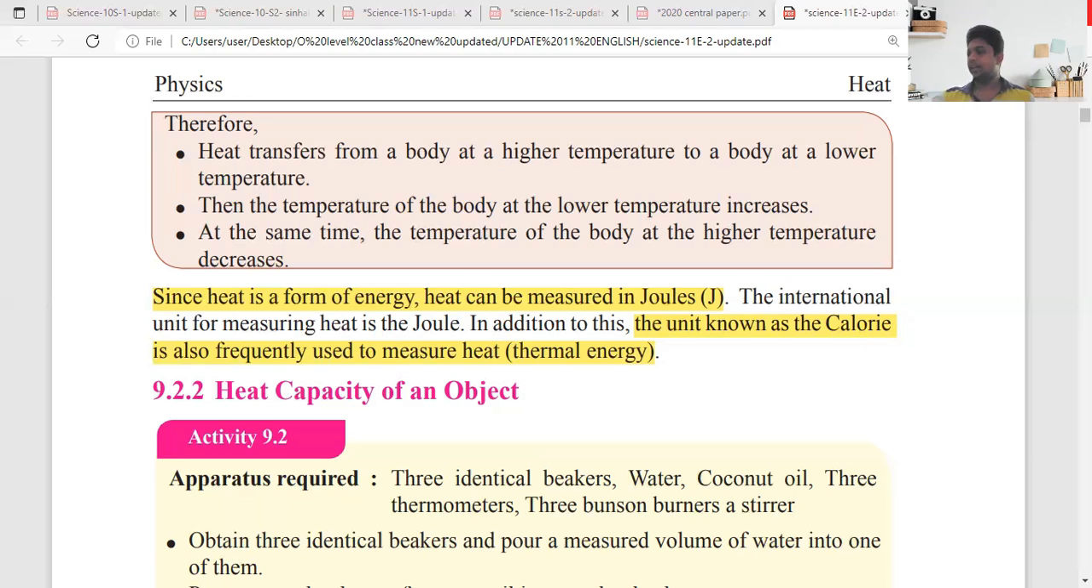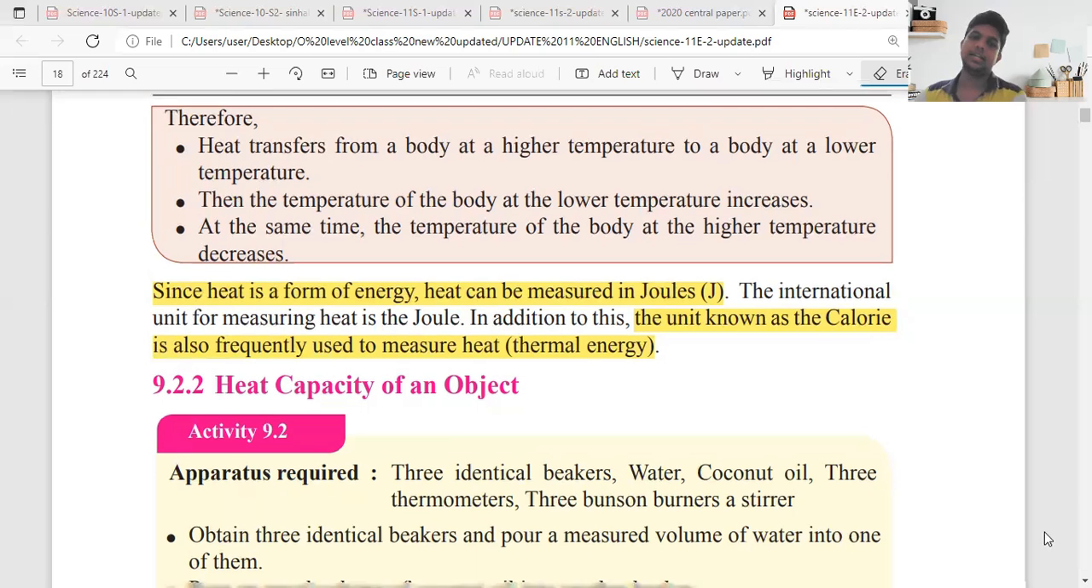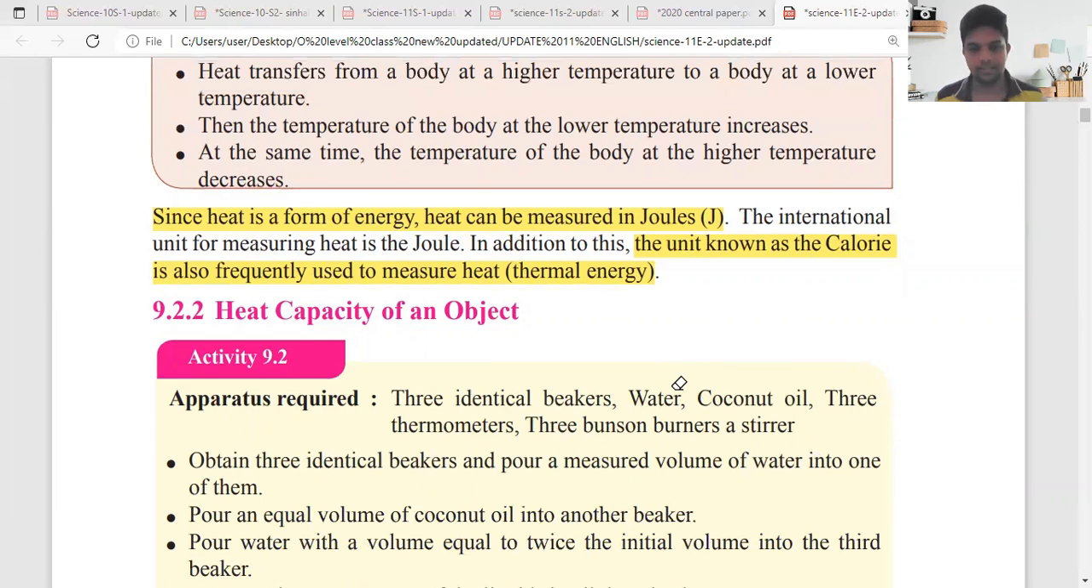Okay, so let's see, write the next point, Daru. Write down heat capacity of an object. I will do this part next day, the way that we can find the heat capacity of an object. Okay, so I will stop the recording here, Daru.